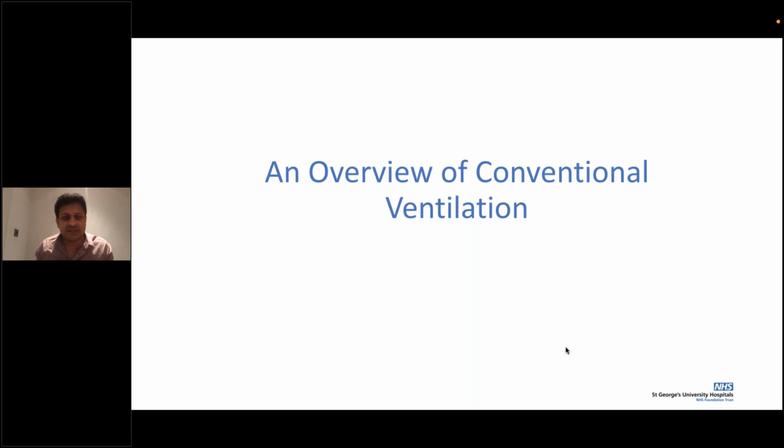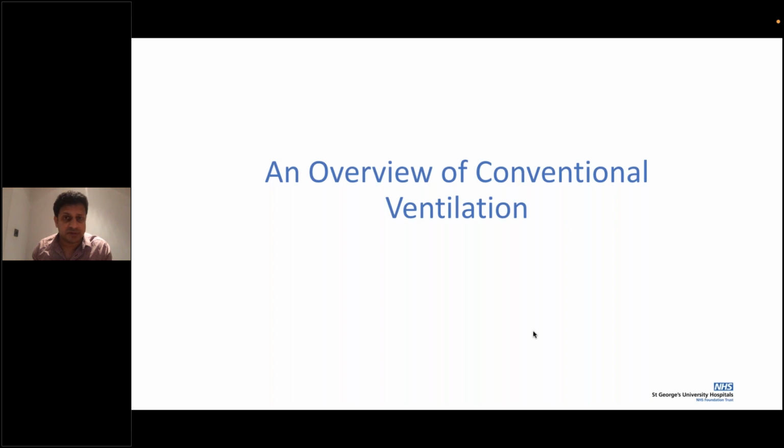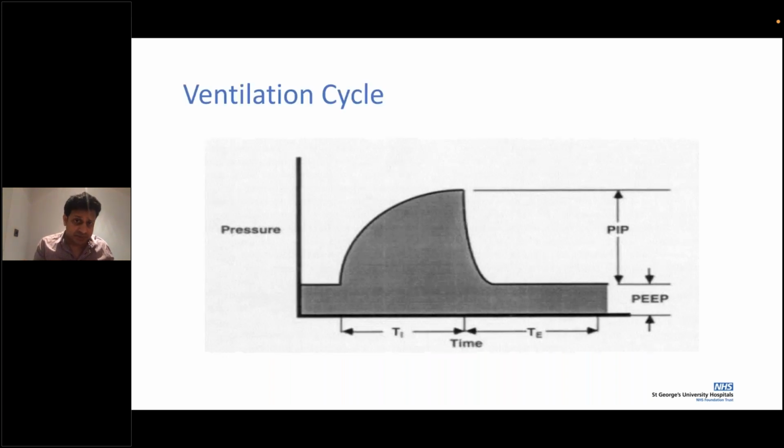Now, for the next 15-20 minutes, I'm going to cover conventional ventilation. I'm going to talk briefly about high-frequency ventilation, and go over a few examples if there is time. Let's say you've intubated this baby. The next step is connecting the baby to the ventilator. The key parameters you have to set are the positive inspiratory pressure and the positive end expiratory pressure, and you also set the I time and the rate.